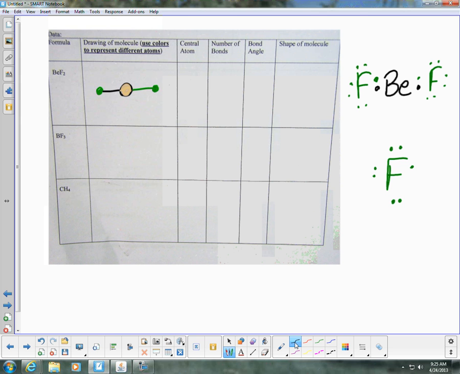All right, now what was my central atom? Beryllium, so I put Be. How many bonds did beryllium make? 2. What was this bond angle here? What was that bond angle? 180, good. And what was the shape of the molecule? Linear, yes. Now if I don't know, I can look on that green sheet and figure it out.